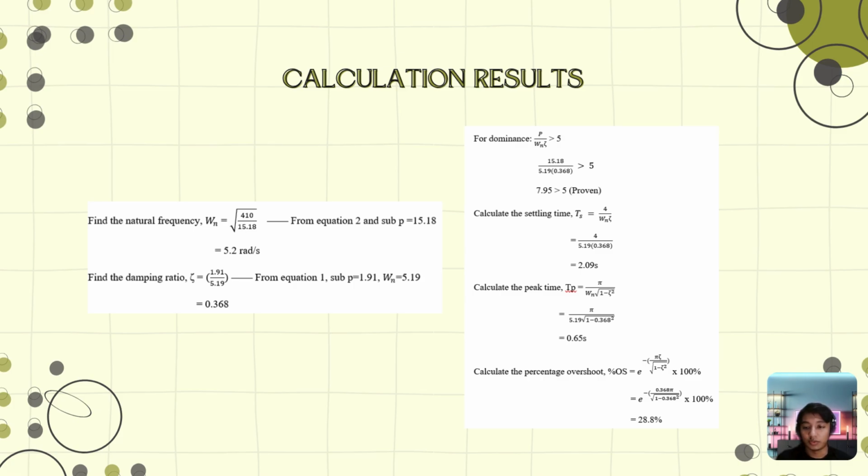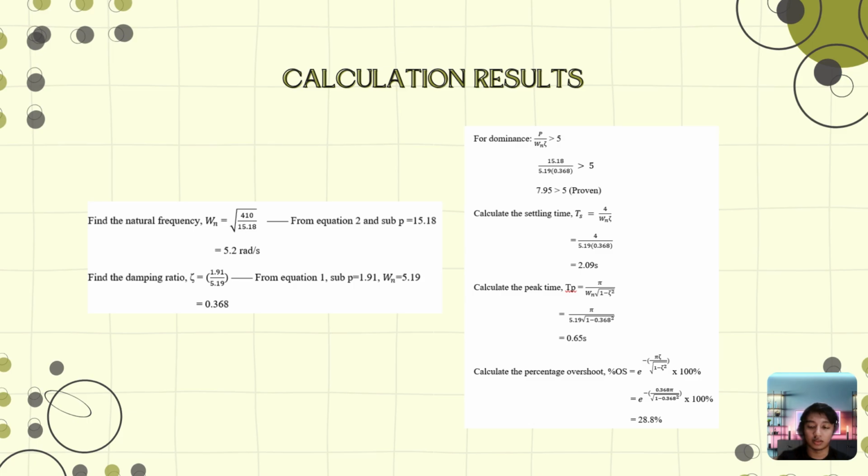Next we verify the dominance using the ratio as the formula given. For dominance, the result is 7.95, which is greater than 5, confirming that the complex poles are dominant. We then calculate the system response characteristics, as you can see in the equations at the left, which are the natural frequency Wn equal to 5.2 radian per second, and the damping ratio, which is 0.368.